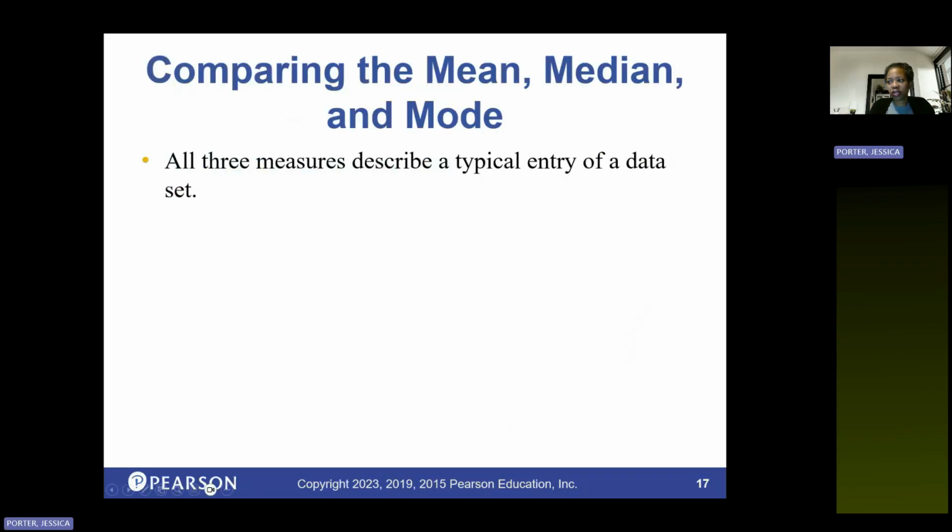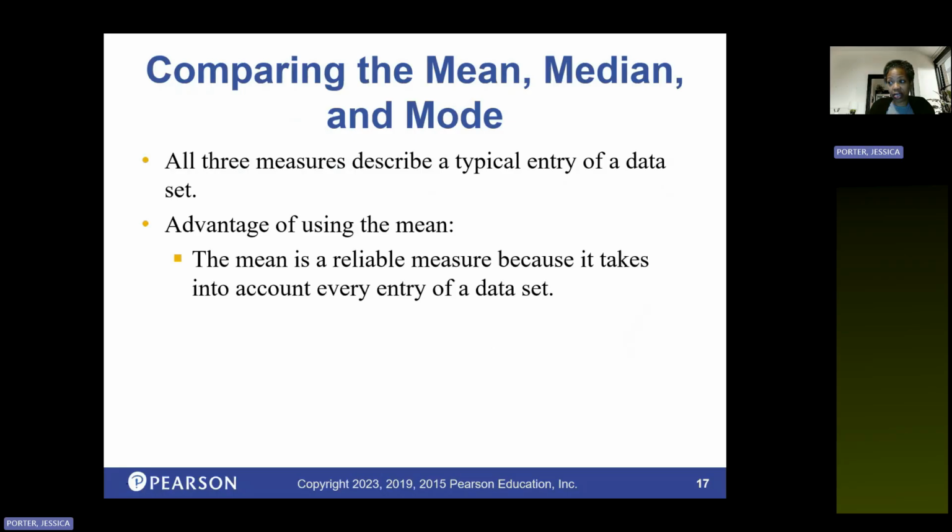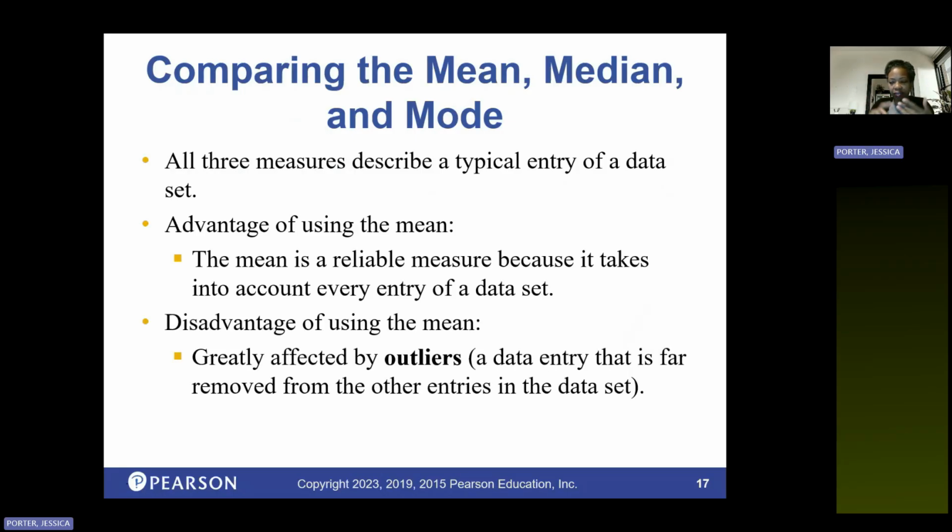All right, so all three measures describe a typical data entry of the data set. One of the advantages of using the mean is that it takes into account all of the data in the data set. A disadvantage is that it's affected by outliers. If you have a point that's much higher than the rest of the points, it's going to pull the mean toward that high point. If you have a point that's much lower than all the other data points, it's going to pull the mean toward that data point. And we'll see what that looks like here.